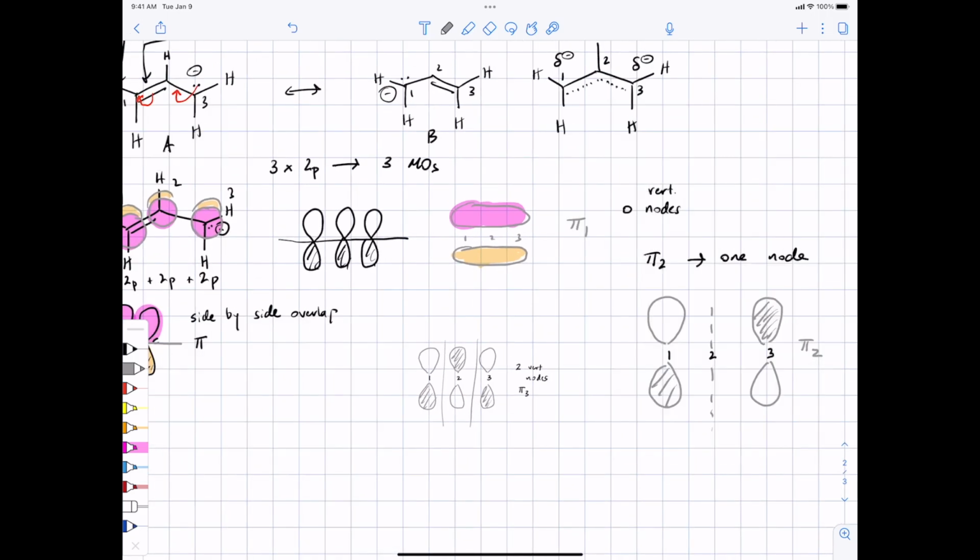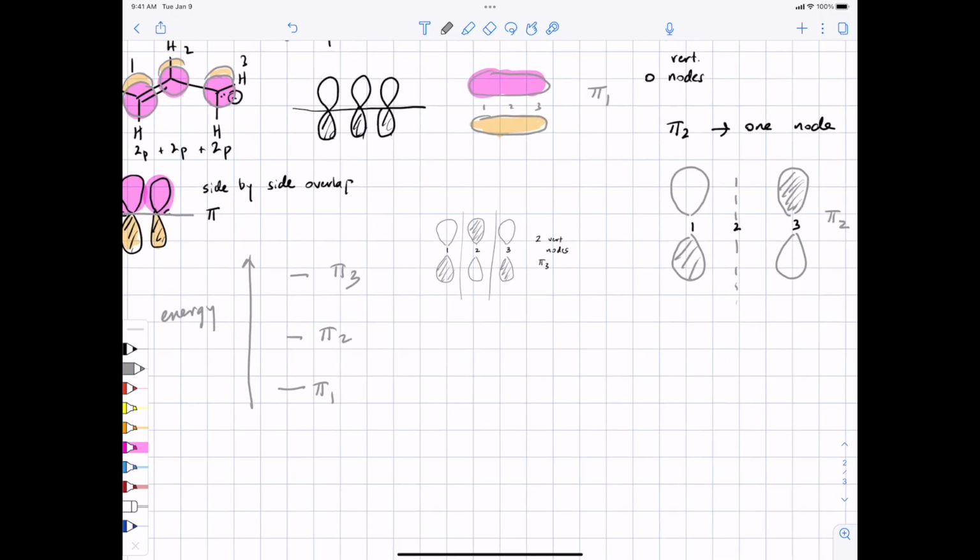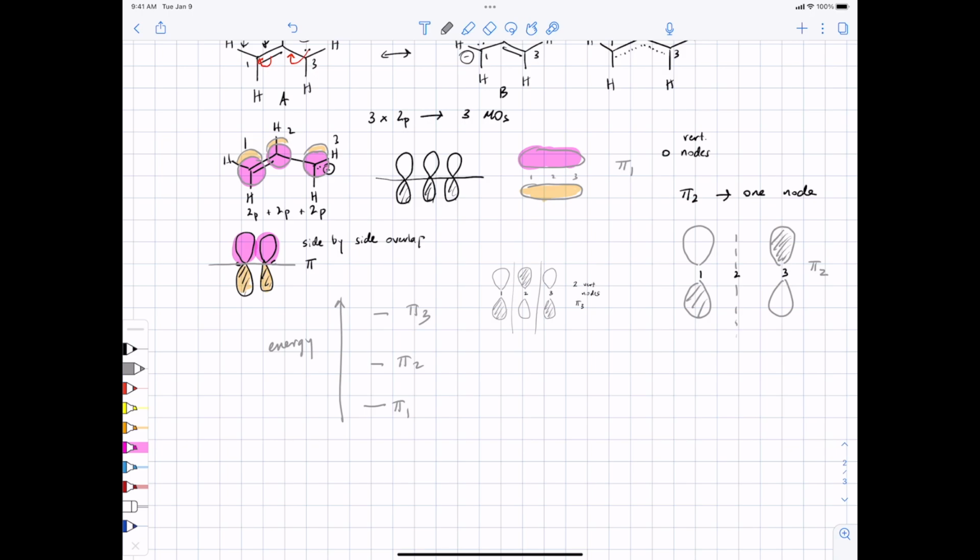Now, hopefully, if I drew these three things and now asked you to rank them in order of energy, you just do that by counting the vertical nodes, right? So you would see that pi 1 is the lowest energy pi orbital, pi 2 is next, then pi 3 in terms of energy. All right?